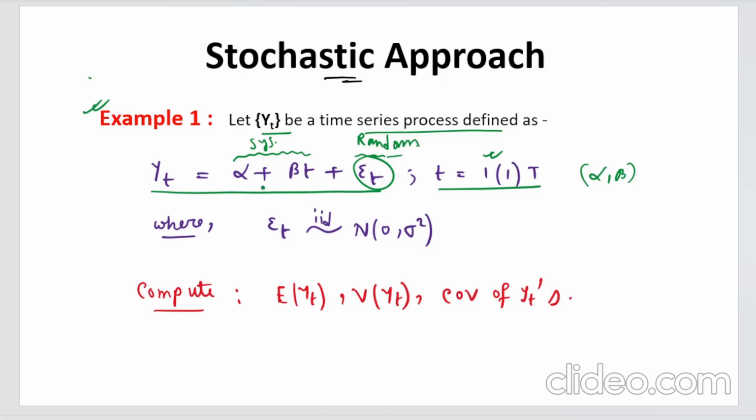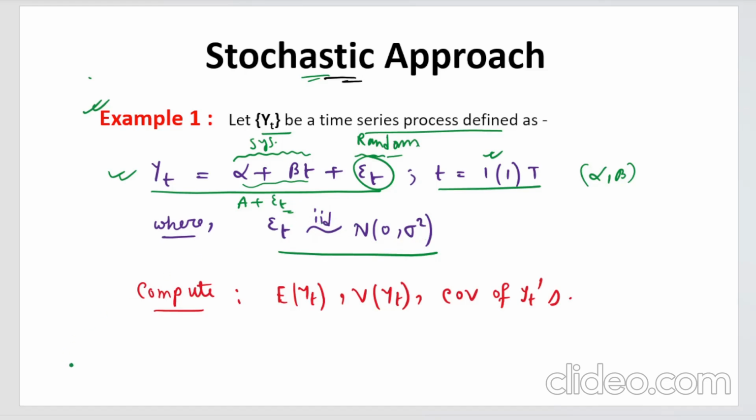This part is a constant. You can consider it to be some A plus epsilon t, where A is this part, which is absolutely a constant. And the variation, or the stochastic nature, comes from this random component epsilon t, right? So this will be an example of a stochastic time series process. Now the question says where epsilon t is IID normal 0 sigma square.